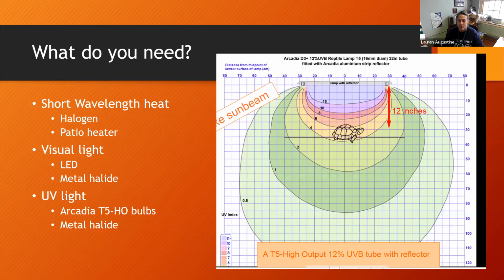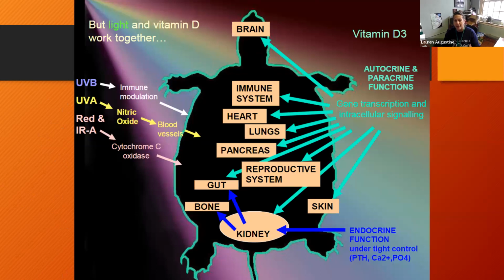All right, and just to wrap it up again, we want short wavelength heat, we want visual light, and we want UV light to provide full spectrum lighting. And this creates a multitude of benefits for our animals and for our animal health.